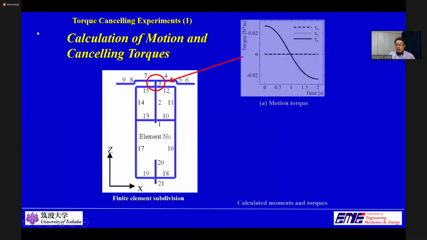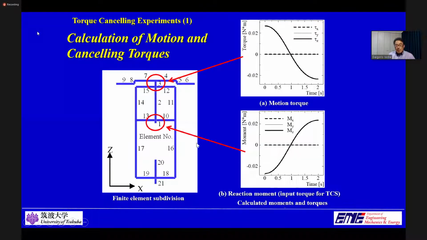A rotational motion of 4 pi radian in 2 seconds is given to the rotor. The motion torque required for driving the rotor, which is calculated at the upper node of this element number 3, is obtained by the parallel solution scheme as shown in this figure. Reaction moments generated at the exact location of the TCS here are calculated as shown in this figure. To cancel these moments, the perfect same torque should be supplied to the TCS.